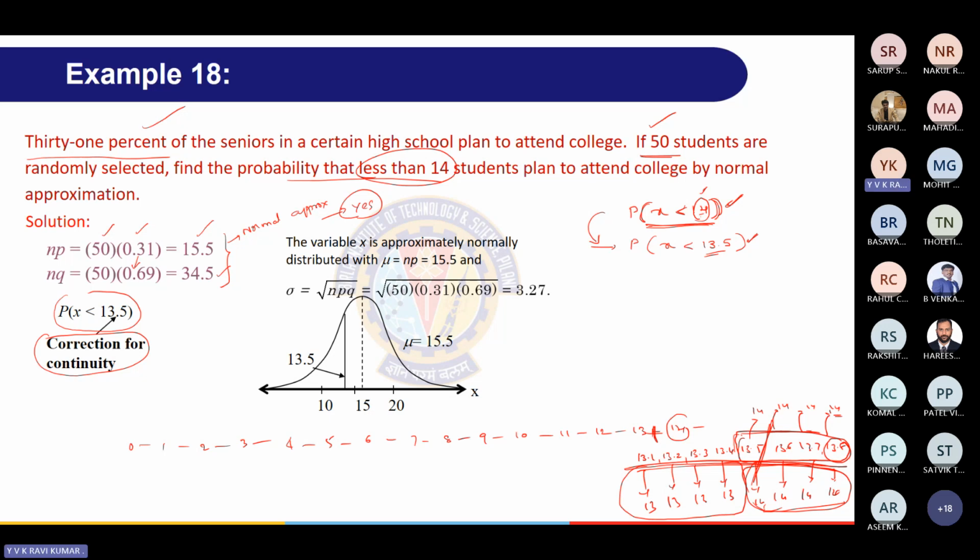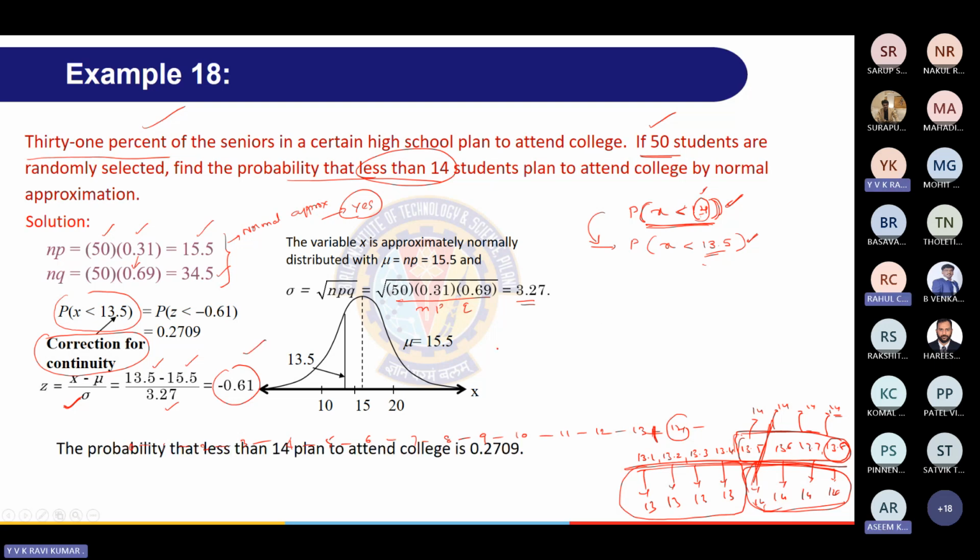Once it is okay, then very simple. Then converting this into Z, the regular process. So in the normal approximation, Z equal to X minus mu by sigma, the rest of the things as usual. X is 13.5, mu is 15.5, and sigma is square root of npq, 3.27. Plug in all this. The rest of the things are the same.